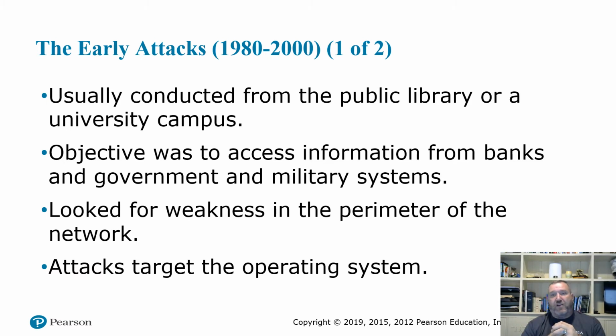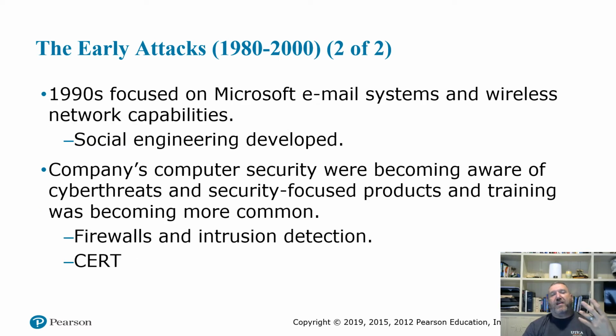Early attacks were usually conducted from public libraries, universities and campuses. The objective was to access information from banks and government and military systems. They basically looked for weaknesses on your perimeter. It wasn't really that sophisticated. Today, the attacks are getting much more complex.